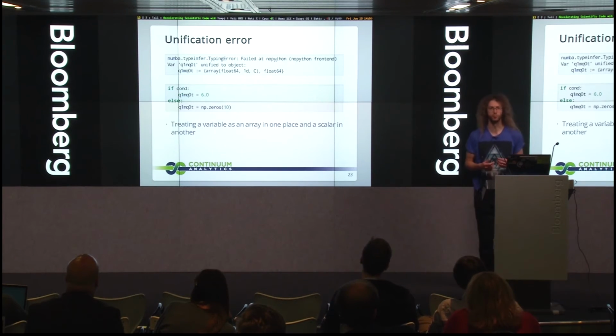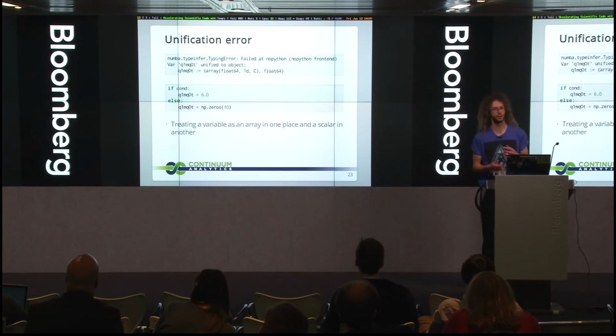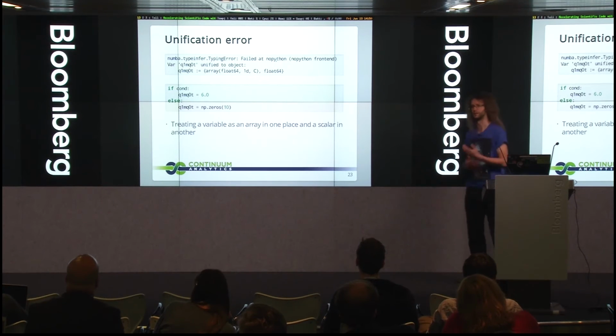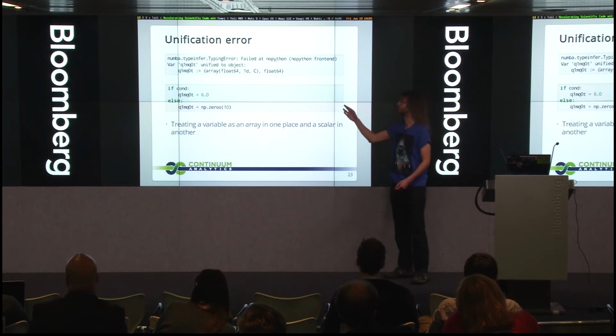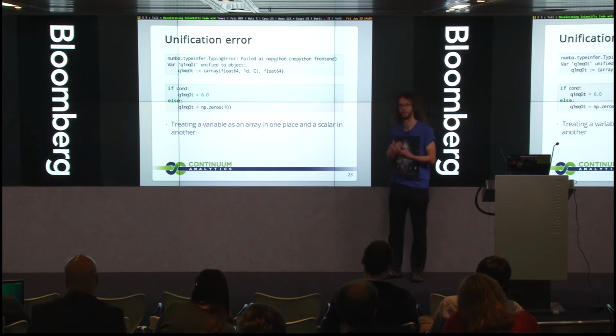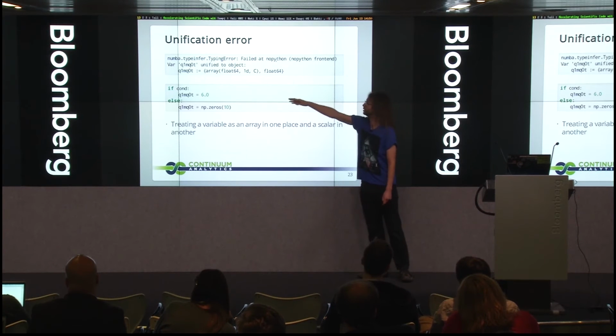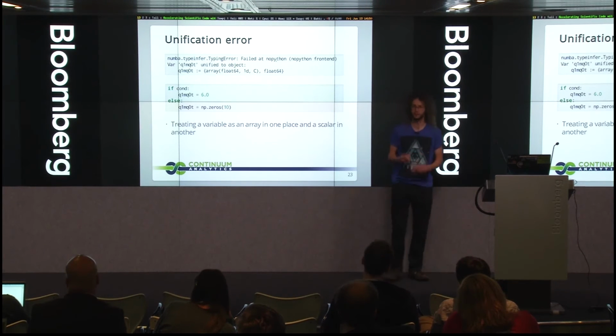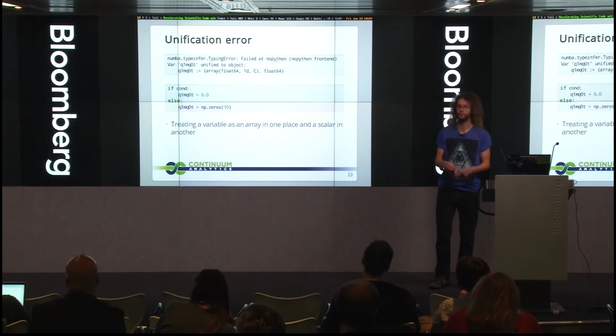In practice, what it looks like when you get a unification error is Numba will give you some kind of feedback like this. So this is one of the errors that I saw when I was working on the examples for this tutorial. It told me that this variable had unified to object. So unified object is any type. So that's telling me that unification's failed.